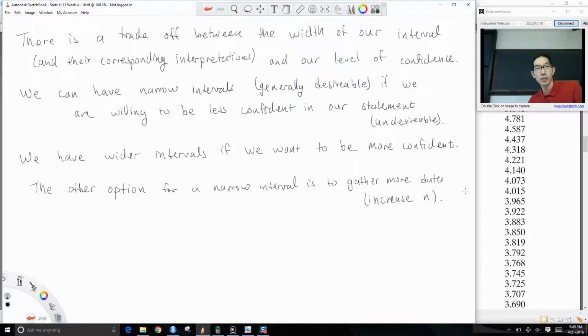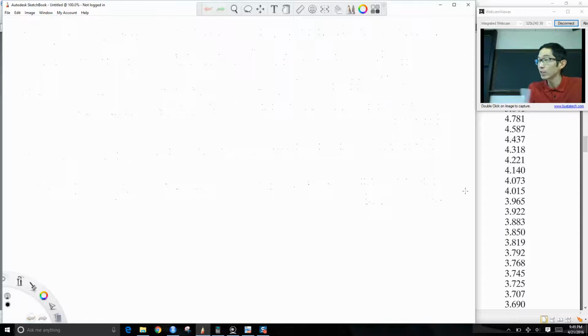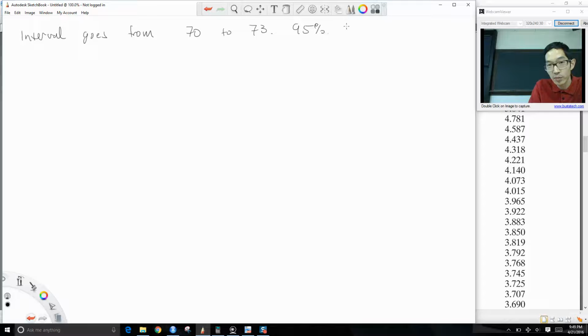Okay, let's see here. I want to say a few things. So far we've said what the correct interpretation of the confidence interval is. Let's say our interval goes from, I don't know, 70 to 73, at 95% confidence.